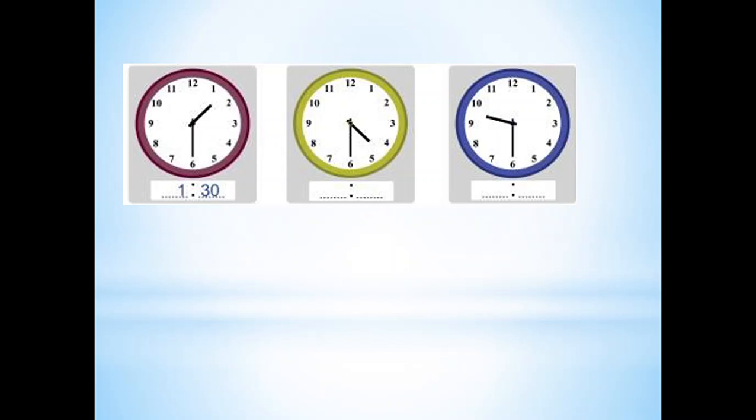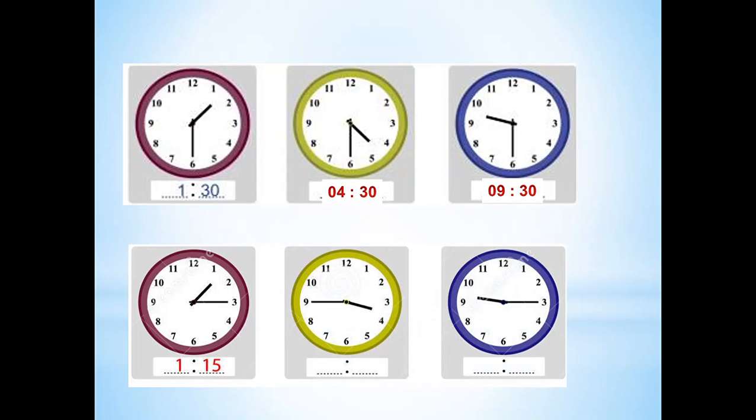Green clock. What is the time? It's between 4 and 5. So the time is 4 and how many minutes? 30 minutes because the long arm is on 6. 4 colon 30. Blue clock. What is the time? Between 9 and 10. Is it 10? No, it's 9. 9 and how many minutes? 30 minutes.